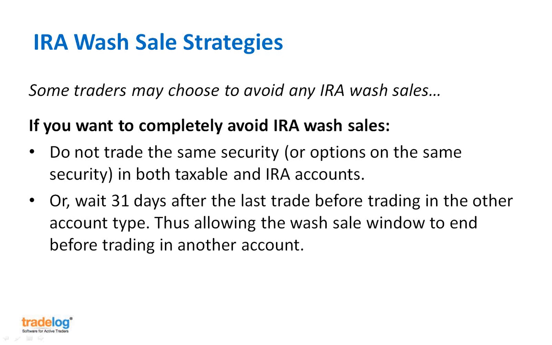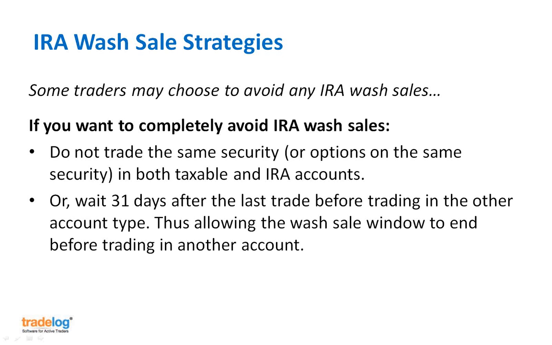So keep in mind, as we've talked about in our other webinars about wash sales, that's not just the stock, but if you're trading options on the same stock, those also may trigger wash sales. So if you want to completely avoid an IRA wash sale, then that's one way to do it, is to not trade the same security in both a taxable and an IRA account. Alternatively, if you wait 31 days after your last trade before you switch over to the other account and do trading for that security, you can do that as well.